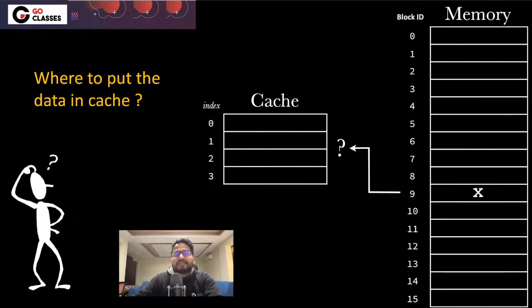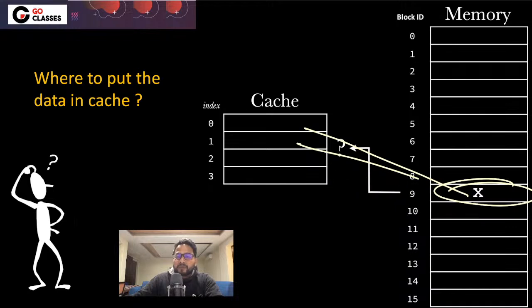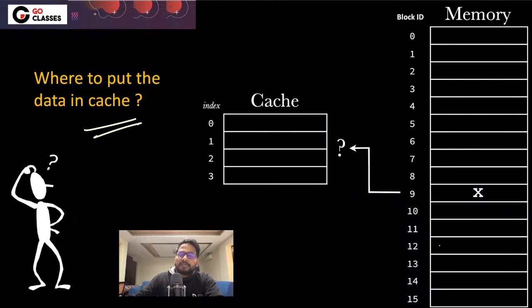What I want to say is, where to put the data in the cache? For example, if this is one of the blocks, and these are the block IDs or block numbers, then where to put this block in the cache? This is the question. Is this question clear to everyone? Once this question is clear, then only we will be able to answer it. And this question's answer means a lot, because once we answer it, then only we will be able to understand the things very clearly.